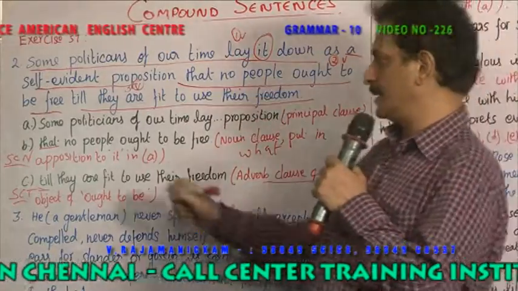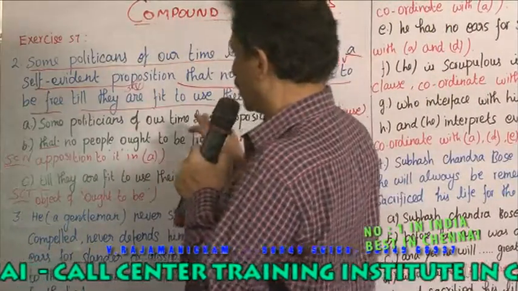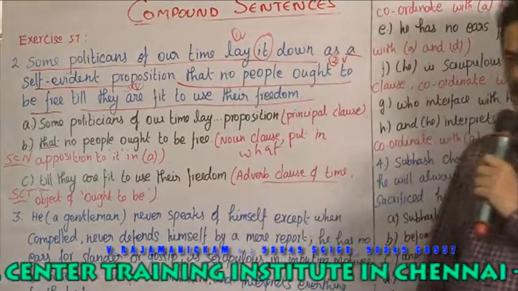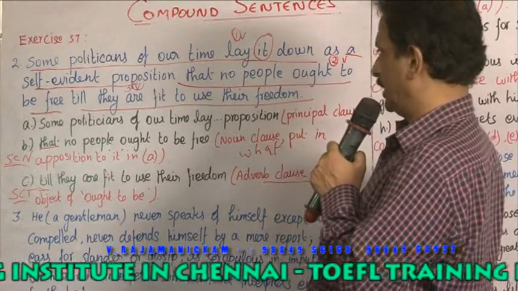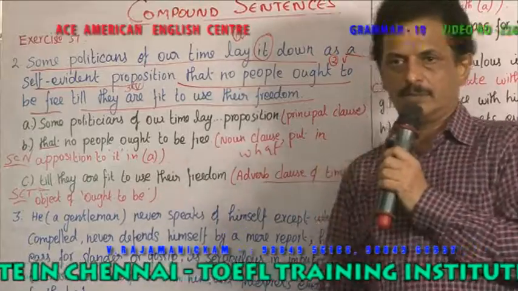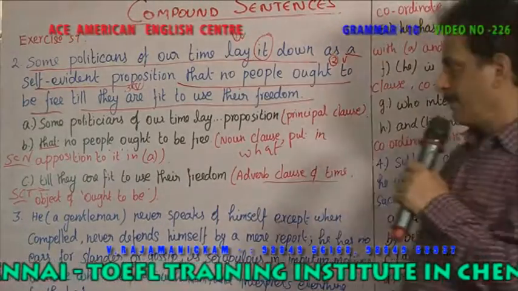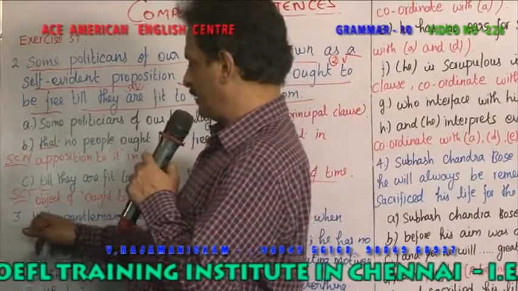And the answer you get is still fit to use their freedom. So this sentence has a main clause and subordinate clauses, right? These two all depend upon the main clause. Able to understand this? What is it all about? Next is "he". He is a gentleman, right?